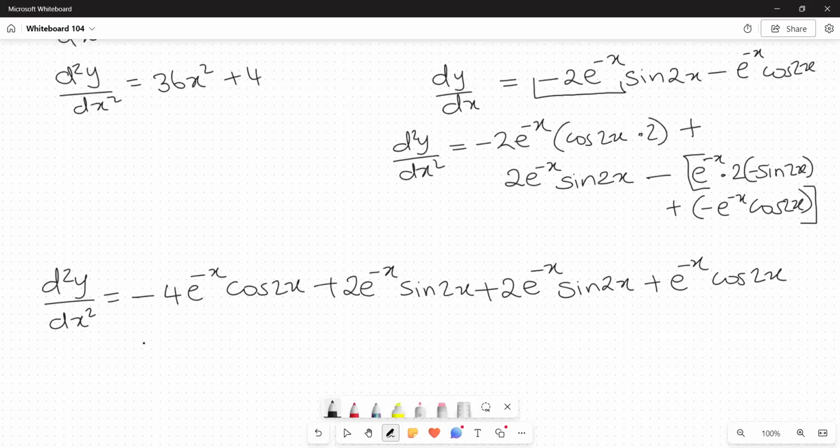Right, then you just collect any like terms you have. So we have cos 2x here and cos 2x there. That would be negative, and then these two, they're sine 2x. So when I add them, I have 4 e to the power of minus x sine 2x, and then here I have minus 3 e to the power of minus x cos 2x. Okay, just check and make sure that it is in fact correct.